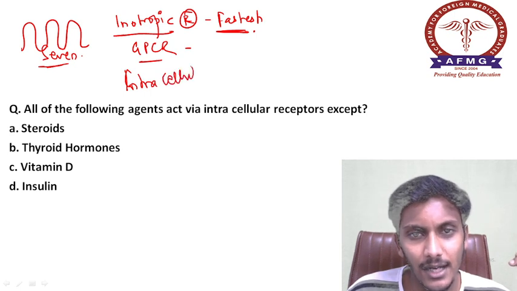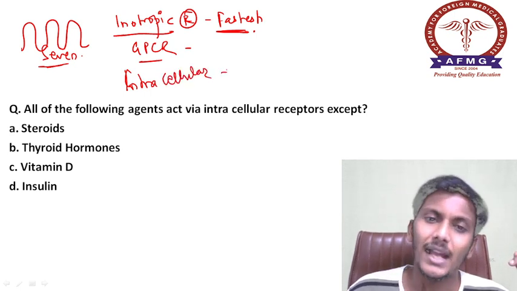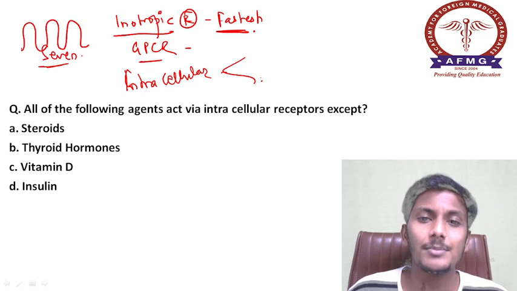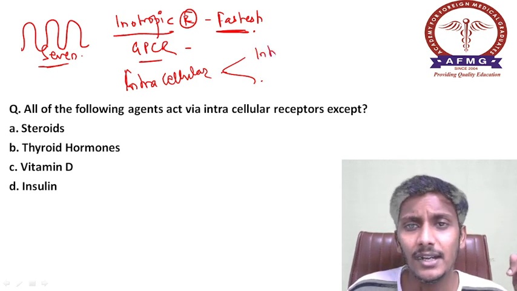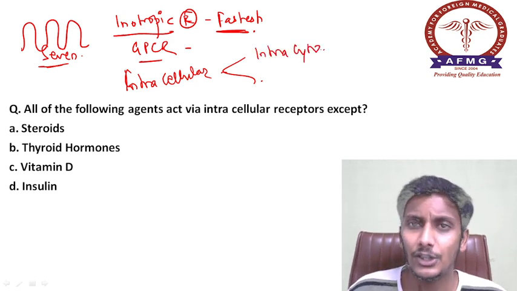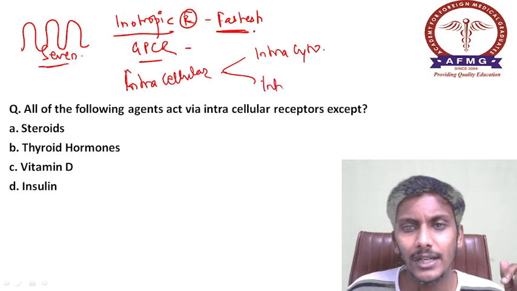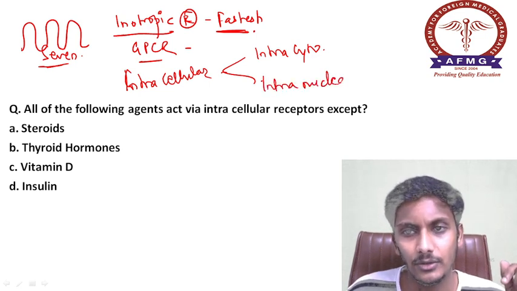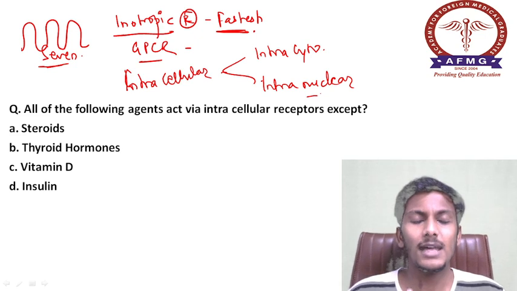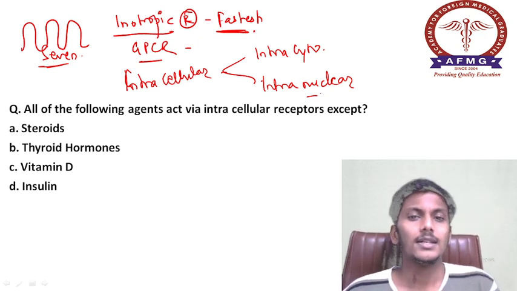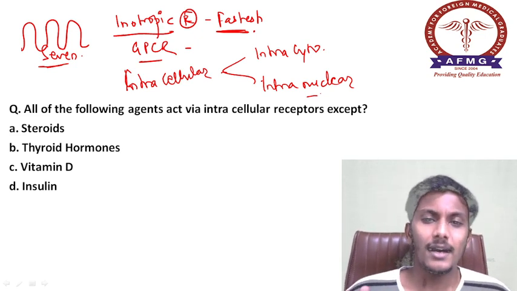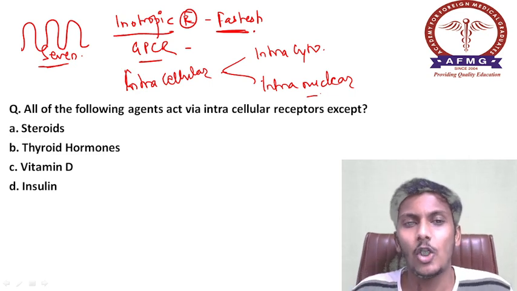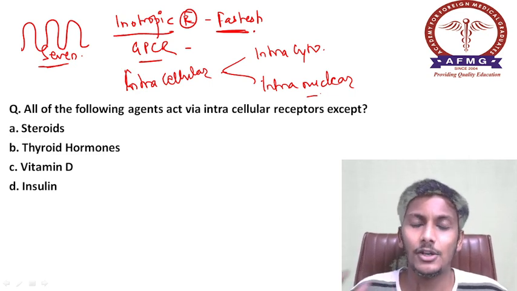Next one are your intracellular receptors. And intracellular receptors can be further subdivided into intracytoplasmic receptors, जो साइटोप्लाज्म में होंगे, and the next one are your intranuclear receptors. Okay, please remember this. So intracytoplasmic and intranuclear receptors. Okay, so some of the hormones in the body act via intracellular receptors.